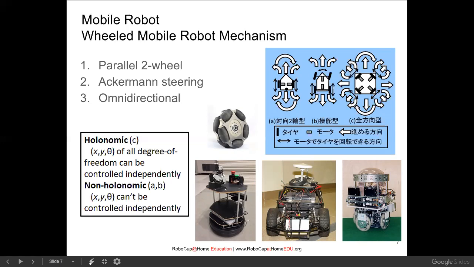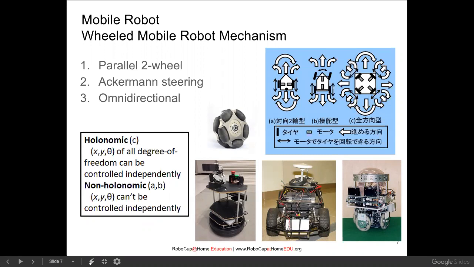Okay. Then the second one is the Ackermann steering, which is very similar to your bicycle or your normal passenger car. You have a steering wheel in front that steers the front wheels, and the back wheels give you the forward and backward movement. Then the third type is the omnidirectional, which is something very similar to the first one, but in 3 sets or 4 sets. From there, the robot is able to move in all different directions.